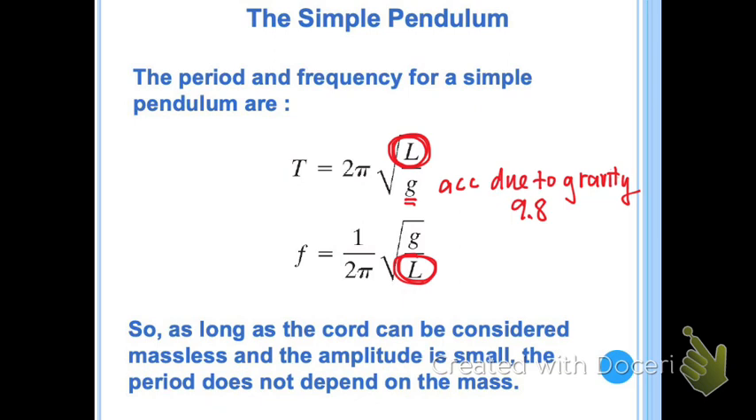Down here it says, as long as the cord can be considered massless and the amplitude is small. All that means, when we have the amplitude of a pendulum, here's my pendulum, is that the amplitude is the degree to which the pendulum is pulled upward. So this angle right here would be considered the amplitude. How far out from center are we pulling that pendulum? That's the amplitude.